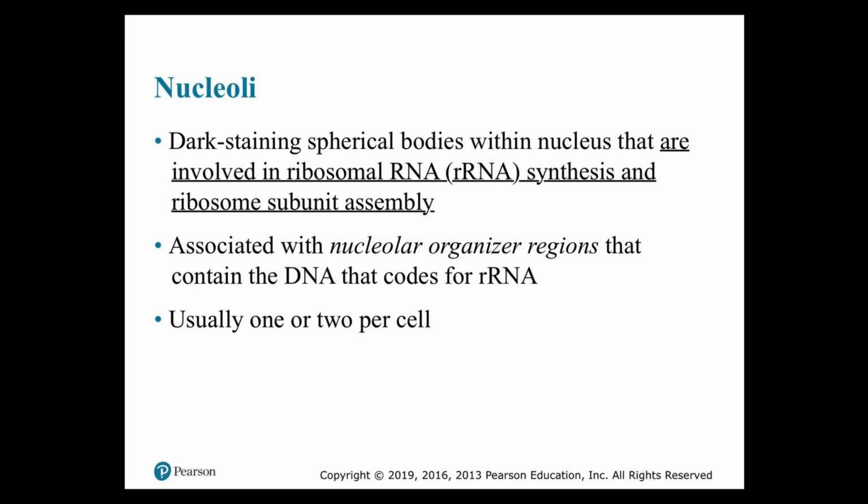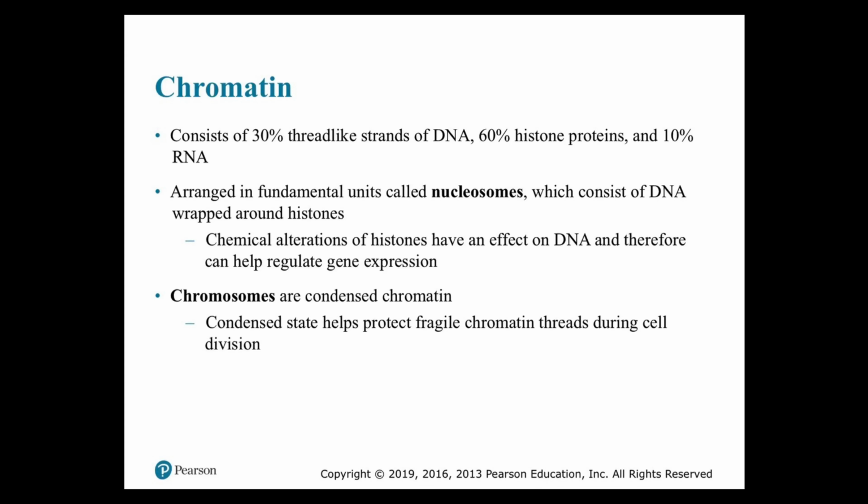The chromatin, which is found within the nucleoplasm, consists of 30% thread-like strands of DNA, 60% histone proteins that are associated with that DNA, and 10% RNA. It's arranged in fundamental units called nucleosomes, which consist of DNA wrapped around those histone proteins. Chemical alterations of histones have an effect on DNA and therefore can help regulate gene expression.